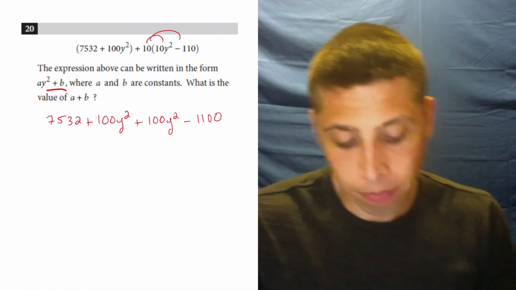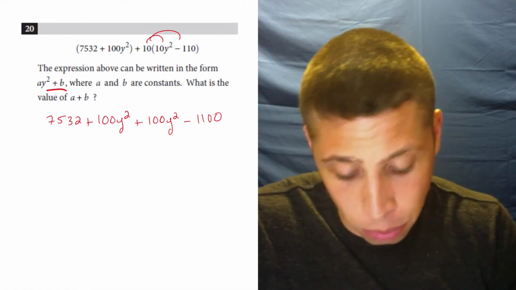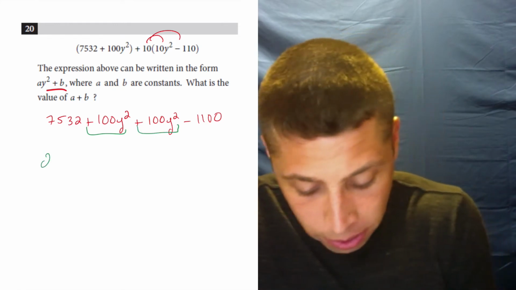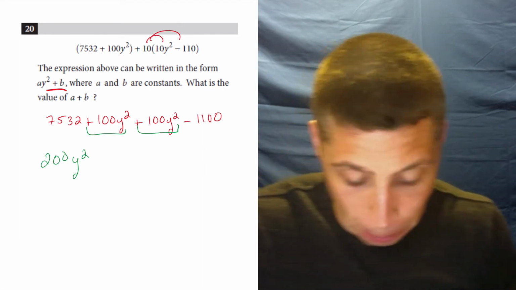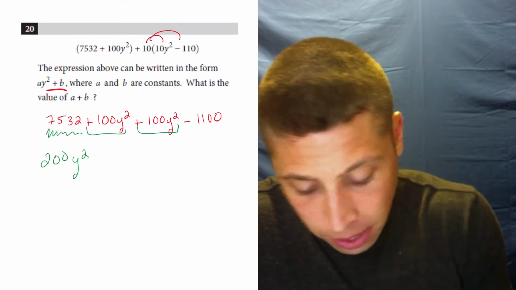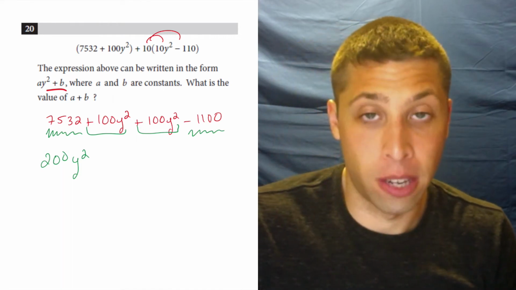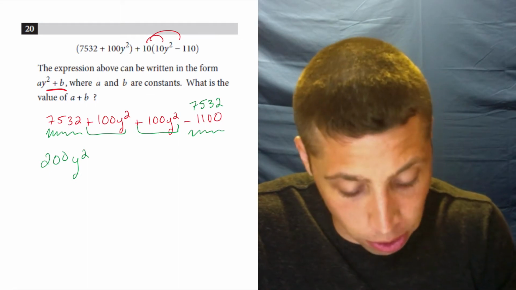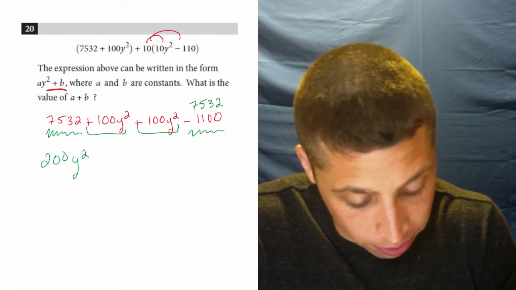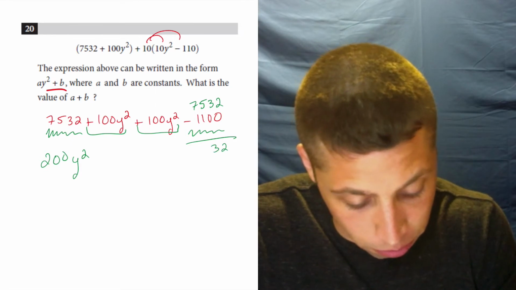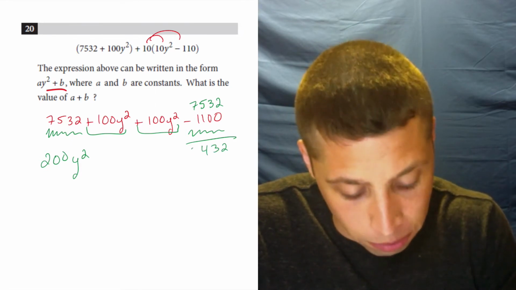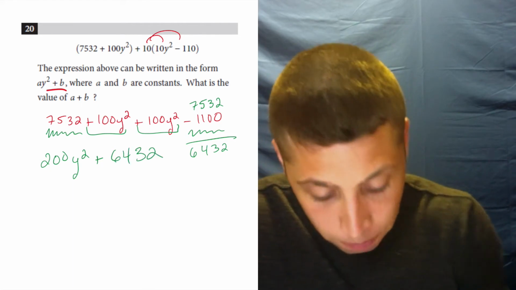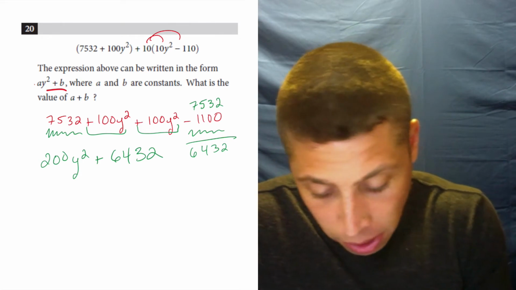So there you go. Now again, normal algebra rules, what do we do? We combine like terms. So 100y squared plus 100y squared is 200y squared. And then 7532 minus 1100. I mean, if you need to write it out, show your work, what do we get? We get 0 from 2 is 2, 0 from 3 is 3, 1 from 5 is 4, 1 from 7 is 6. So plus 6432.